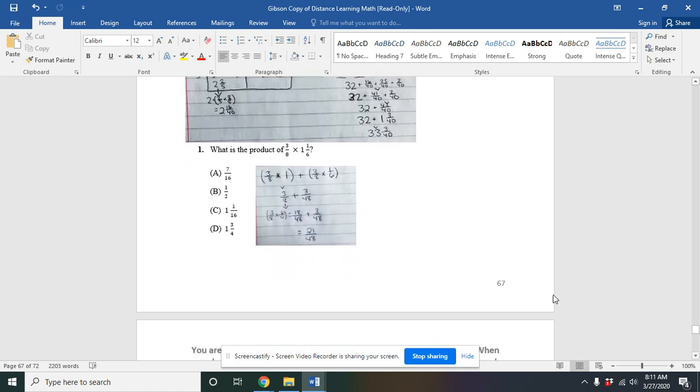What is the product of 3/8 times 1 and 1/6? Again, this is another example of making sure that you are multiplying pieces to all of the parts, okay? So you have one fraction multiplying by a mixed number. So I made sure that I multiplied the 3/8 times the 1 and the 3/8 times the 1/6, like distributive property, and then I added these two together.